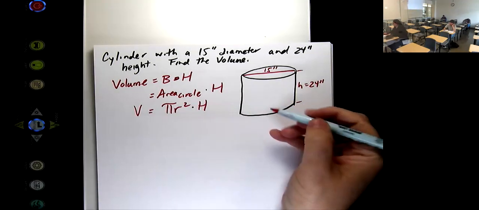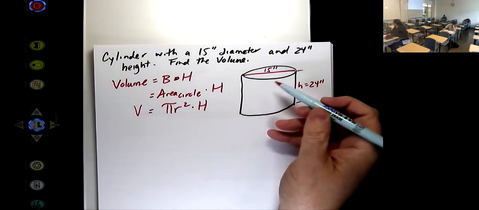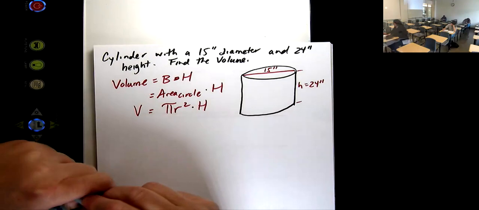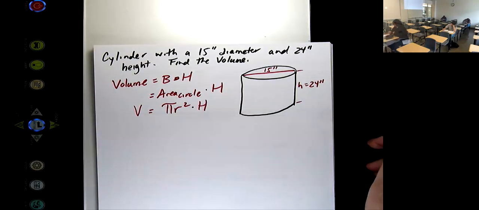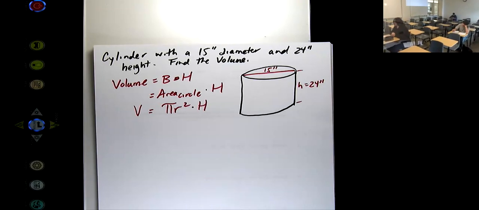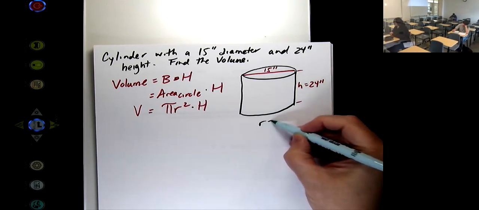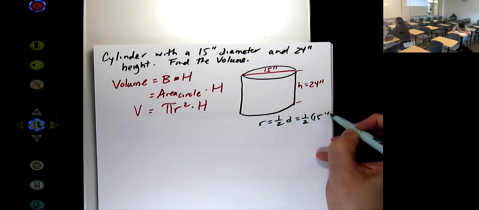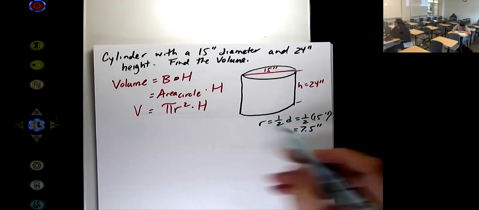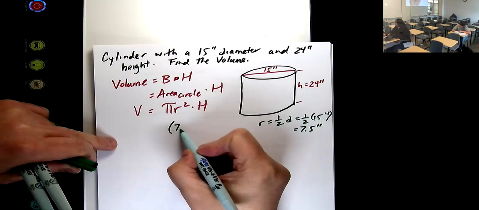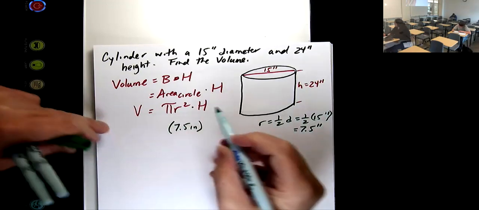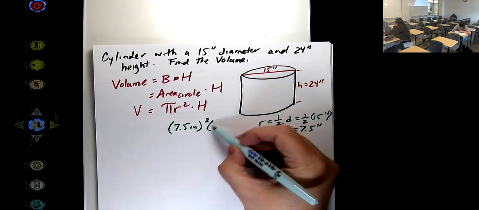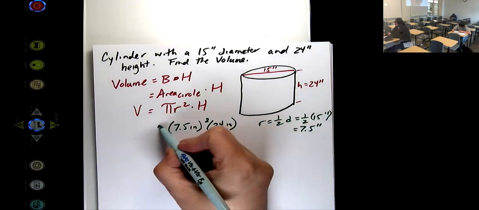So r here is not 15. What is the radius? What's the relationship between the radius and the diameter? Anybody know? It's half of it. The radius is 1/2 the diameter, yes. So 1/2 of 15 inches is 7.5 inches. So we'll use that right there. My height is 24 inches. And I got a pi out front.